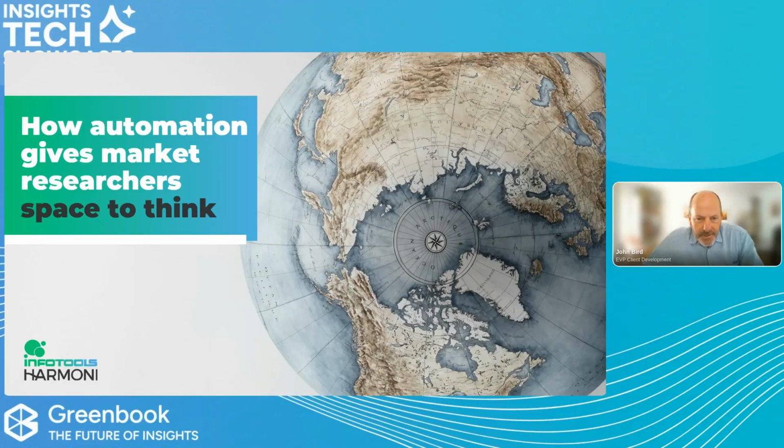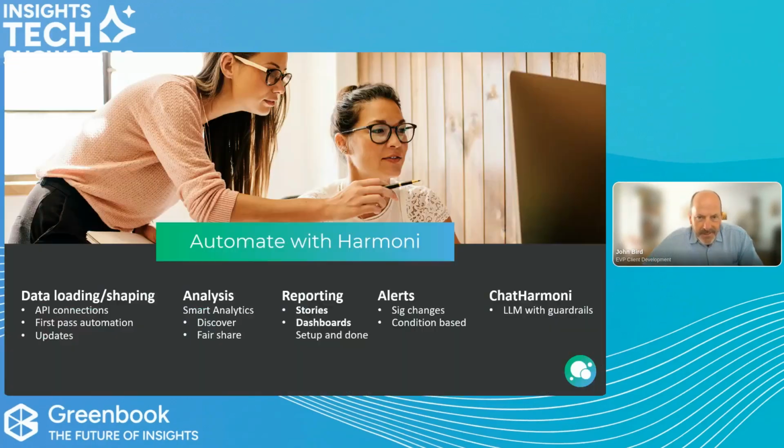And a lot of what we do leverages automation. And a lot of it's just kind of happening in the background. At a high level, Harmoni has automation across the entire platform. So on the data loading and shaping side, we automate data loads with an API connection. We connect to platforms like Qualtrics, Decipher, SurveyMonkey, et cetera.